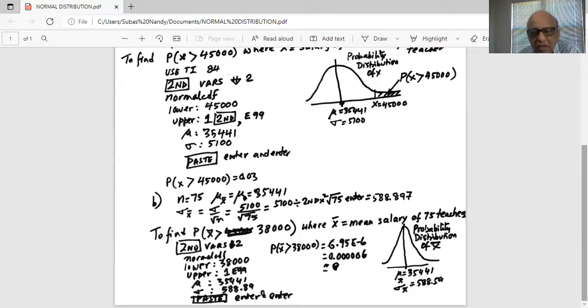We get the probability of X bar, that is the mean of a sample of size 75, greater than 38,000 as 6.95 E minus 6. Now a probability value cannot be greater than 1, so it cannot be 6.95. It has to be 6.95 E minus 6. That minus 6 indicates the first number 6 is at the sixth place after the decimal point. So the first five places after the decimal point are filled up with 5 zeros and then 6. So the probability of X bar greater than 38,000 is a very tiny number, which is approximately 0.